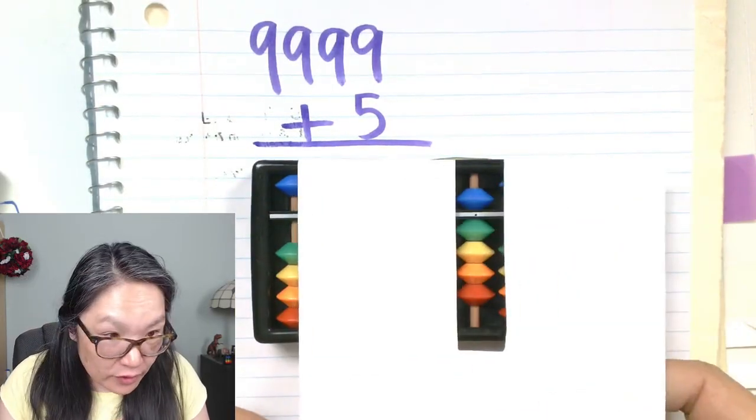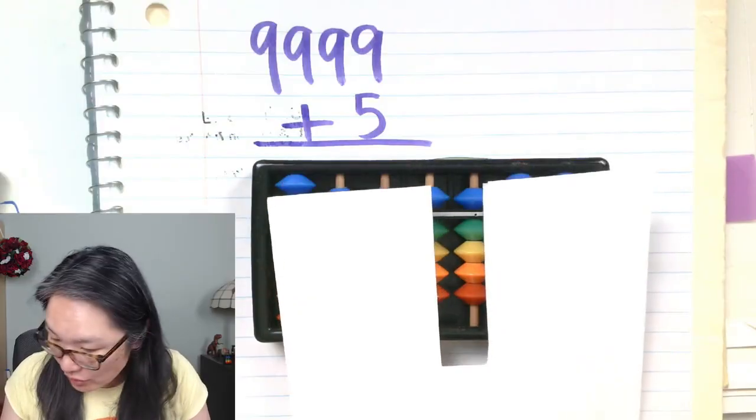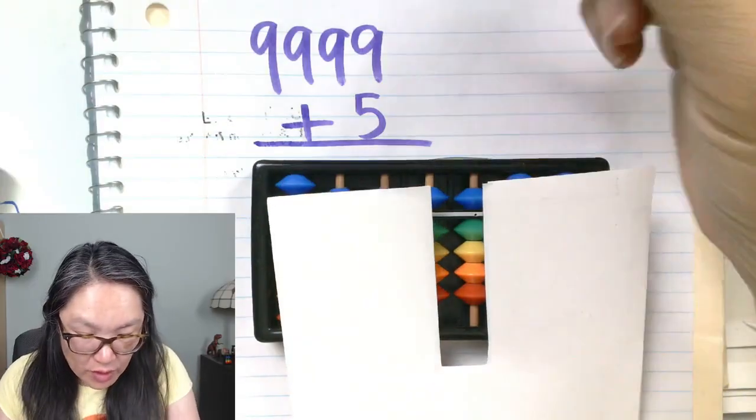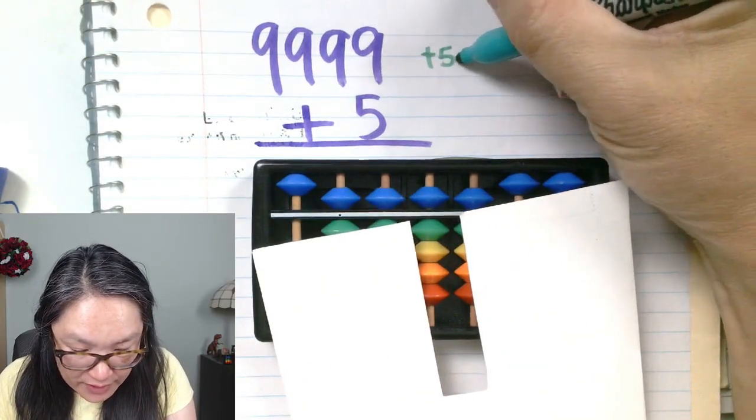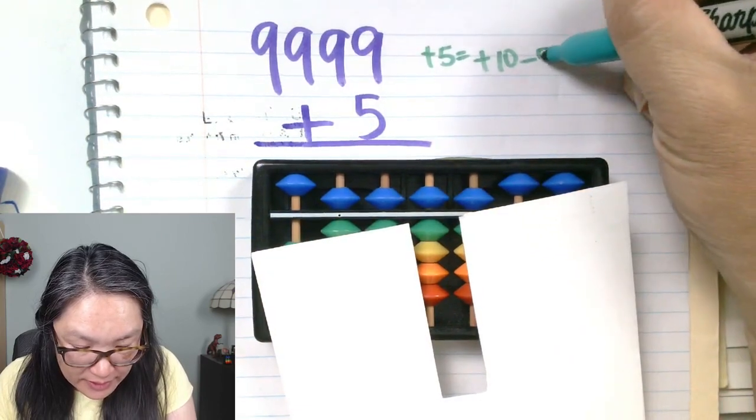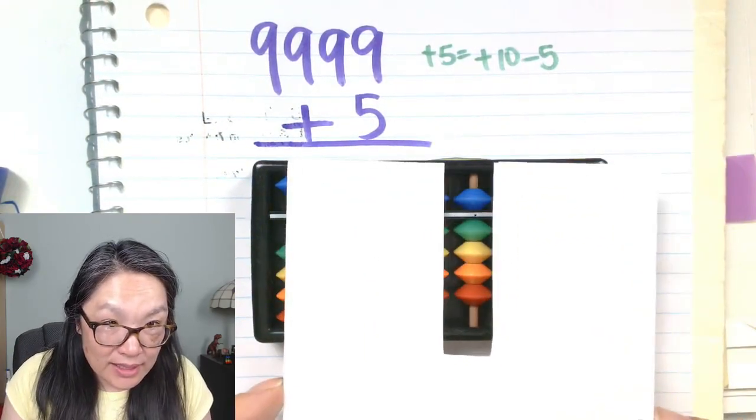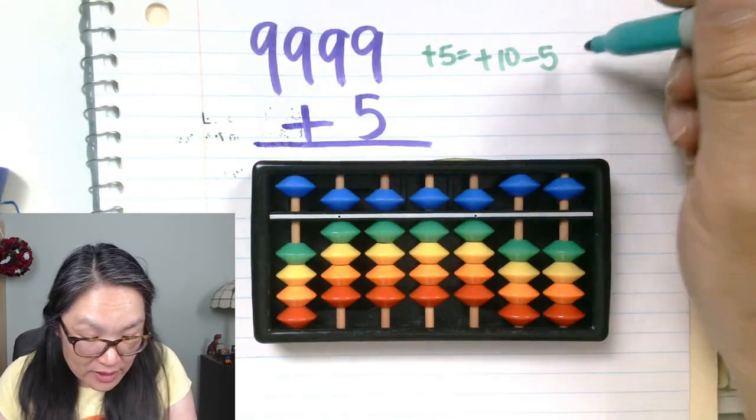When we add the 5, we're doing this, right? We're going to add the 5. Notice I cannot add the 5. What do we do? Well, we know plus the 5 is equal to plus the 10 minus the 5. So we do plus the 10 minus the 5.